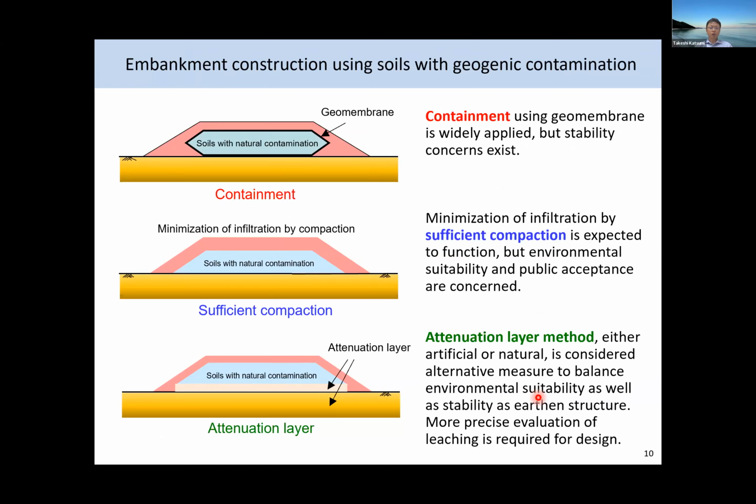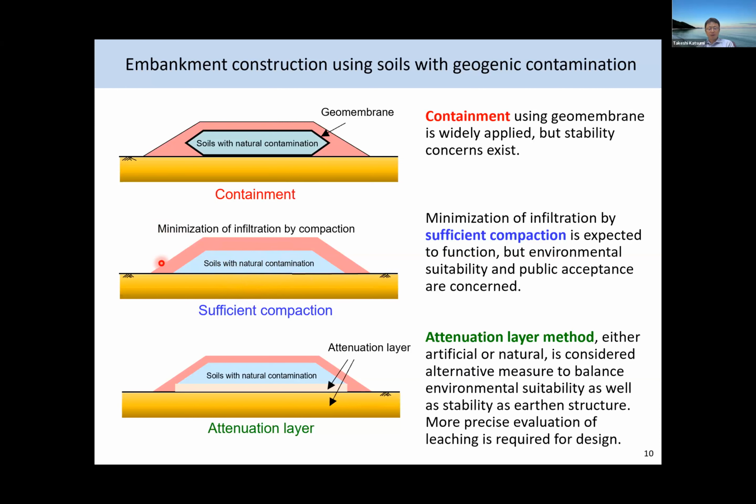So our first option has been containment using a geomembrane or sometimes a clay layer, which has been widely applied. And yes, this has been widely utilized, but sometimes a stability issue exists, particularly for the slope side. And sometimes we do sufficient compaction to minimize the infiltration. As a result, the leaching value might be minimized and effects on the groundwater might be minimized. But it seems like no countermeasures. Of course, sufficient compaction is a countermeasure, but public acceptance sometimes is an issue.